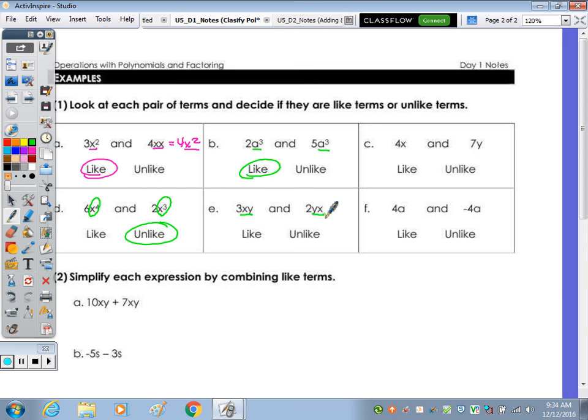xy and yx, that's like because multiplication is commutative. You can change the order and you still get the same answer. So xy is the same as yx, and 3xy and 2xy would be like terms. 4x, 7y, those are unlike, and then a and a would be like. So we're going to, in the expressions below, a through h, just go ahead and combine like terms.